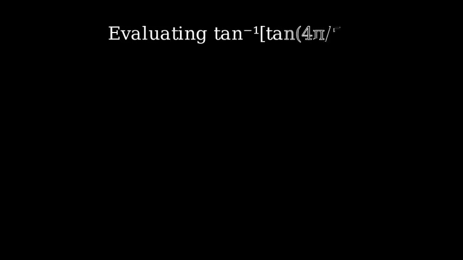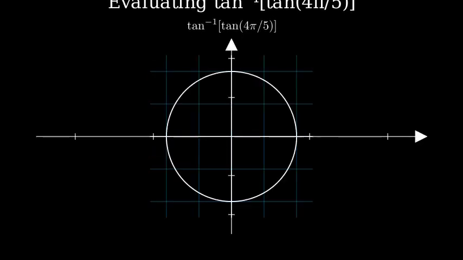Welcome. Today we'll evaluate the expression inverse tangent of 4 pi fifths. To solve this, let's first understand what the expression means. The tangent function maps angles to their tangent values on the unit circle.